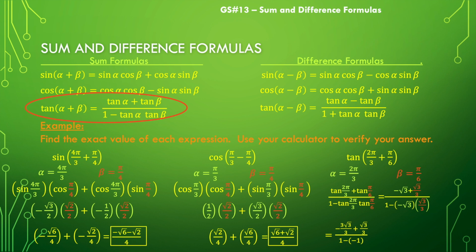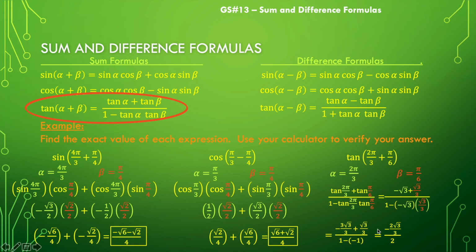negative 1. Now notice, to make this negative rad 3 in the numerator have a common denominator, we just multiply the numerator and the denominator by 3 and got negative 3 rad 3 over 3. And so now as I go ahead and crunch this together, I've got negative 3 rad 3 over 3 plus 1 rad 3 over 3. So I'll get a negative 2 rad 3 over 3 in the top. And this 1 minus a negative 1 on the bottom will become just 2.